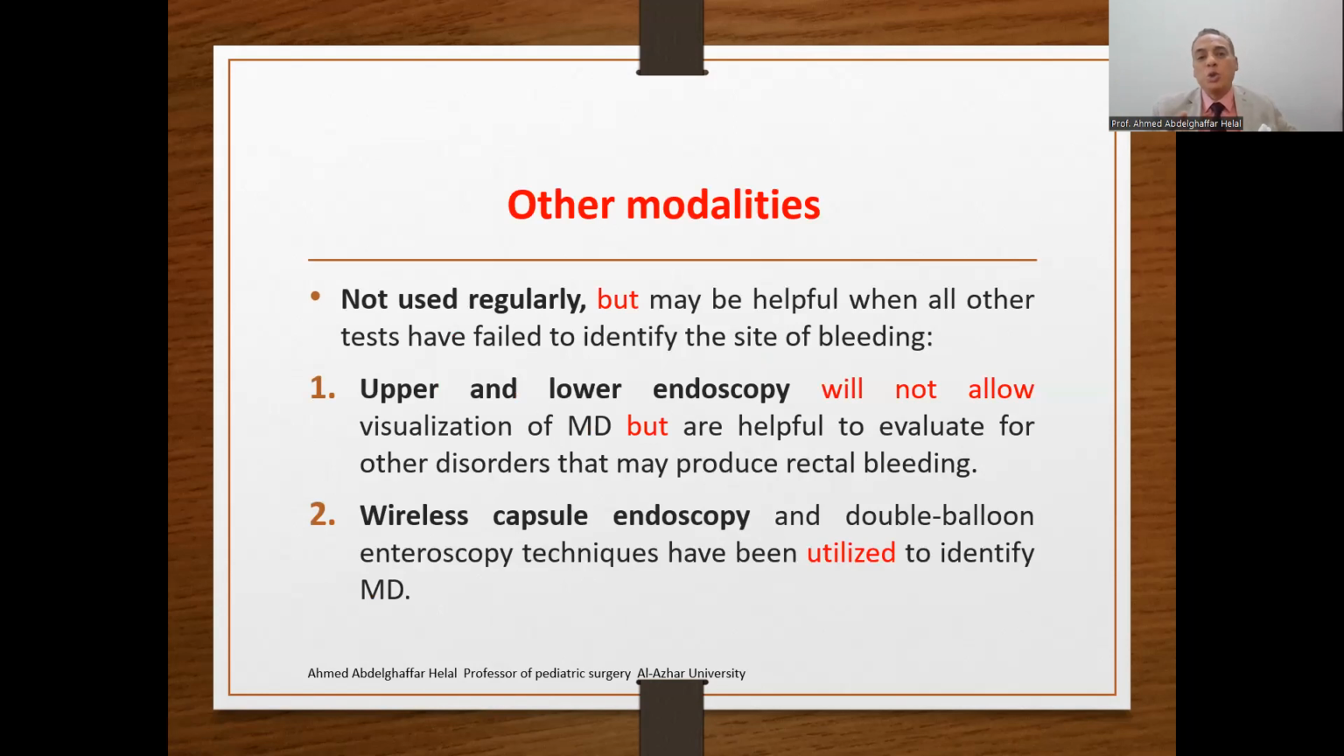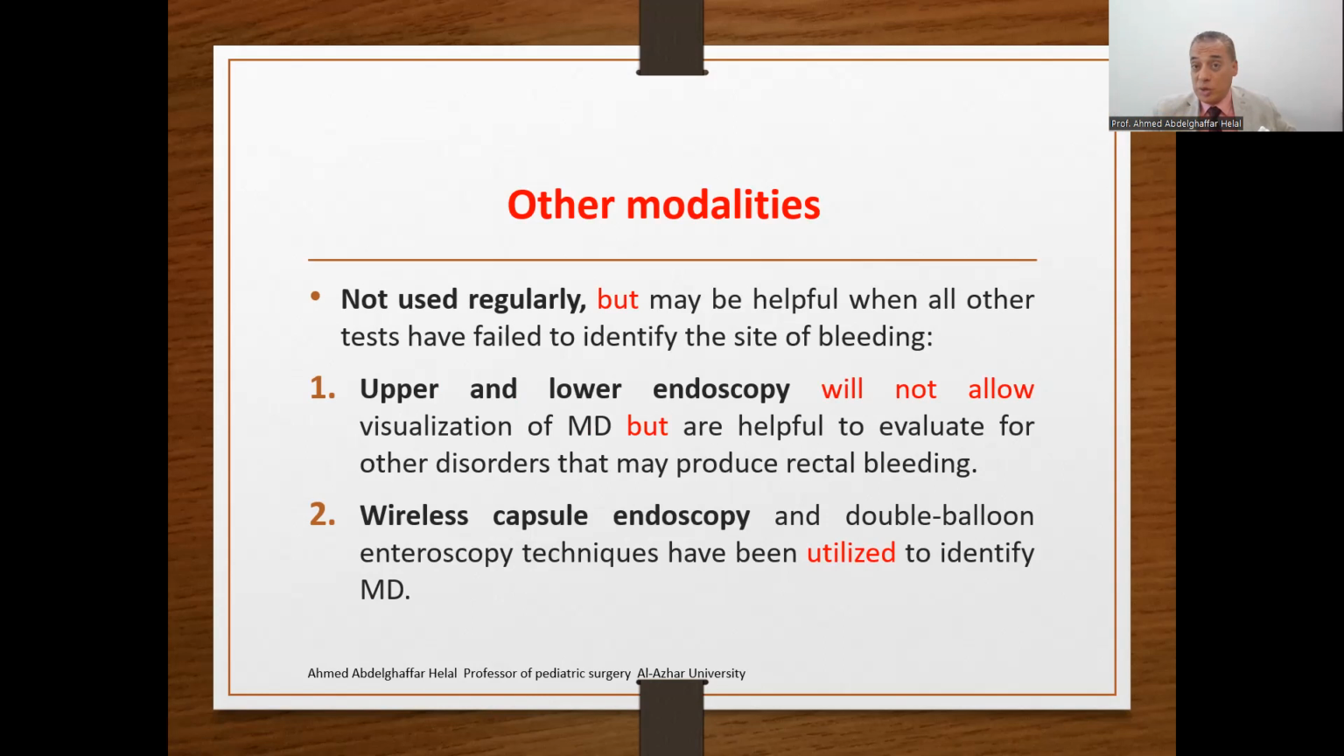Other modalities not used regularly but that may be helpful when other tests fail are upper and lower endoscopy. However, they will not allow visualization of the Meckel, but they are helpful to evaluate other disorders that may produce rectal bleeding. So upper endoscopy will diagnose upper causes for the bleeding. Lower endoscopy will diagnose other sources for the bleeding. However, the Meckel will not be seen with upper or lower endoscopy.